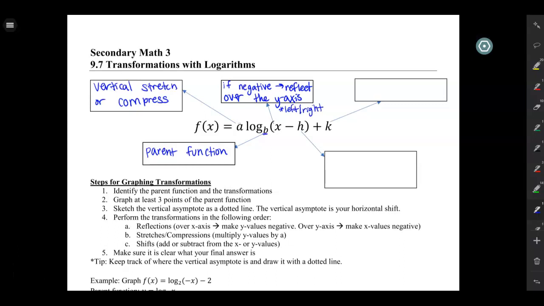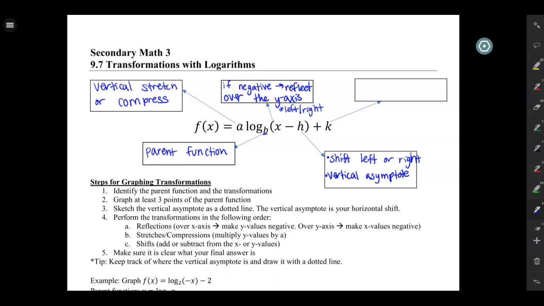The next thing you're going to see is an h value. This h value is going to tell you two things. First, it's going to tell you if you have any horizontal shifts, like a shift left or right. It's also going to tell you what your vertical asymptote is. Remember that every logarithm function is going to have a vertical asymptote, and that vertical asymptote is going to change based on whether or not you shift your graph left or right. So if you shift your graph to the left 3, your vertical asymptote is also going to shift to the left 3.